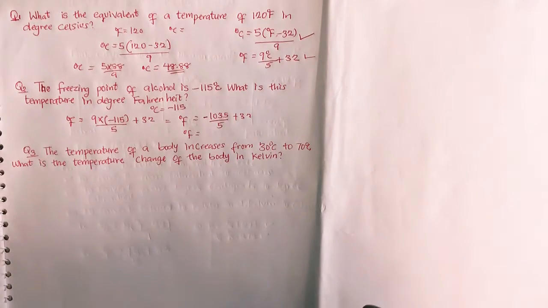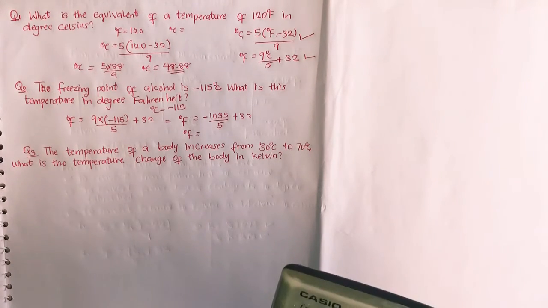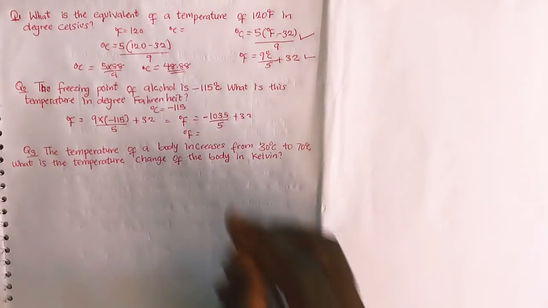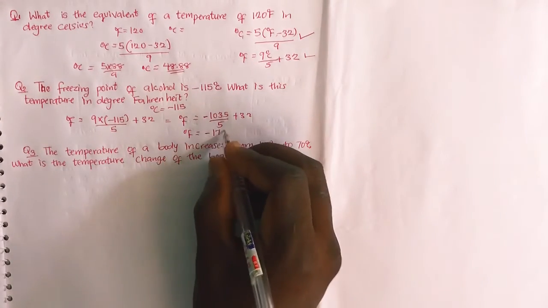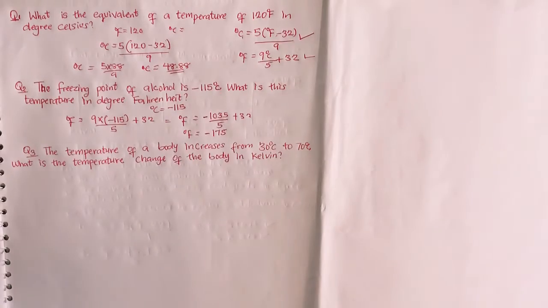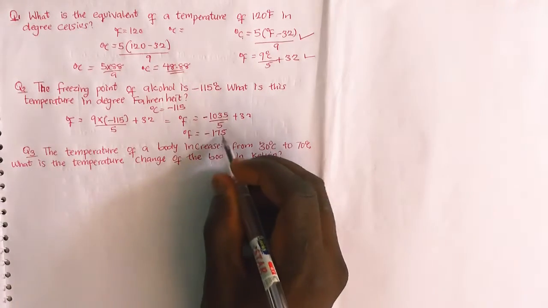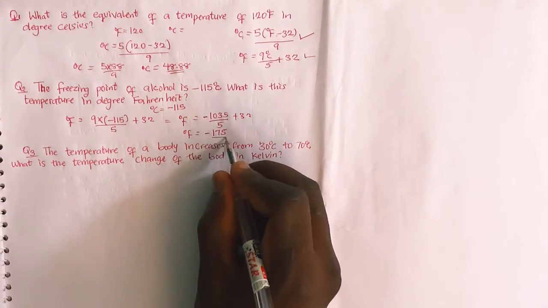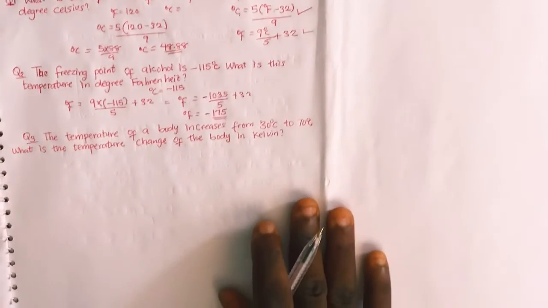We're having minus 1035 divided by 5 plus 32. So this is actually minus 175. So in this case, the lower freeze point in degree Fahrenheit is minus 175. Now let's move to the last question I'm having here.